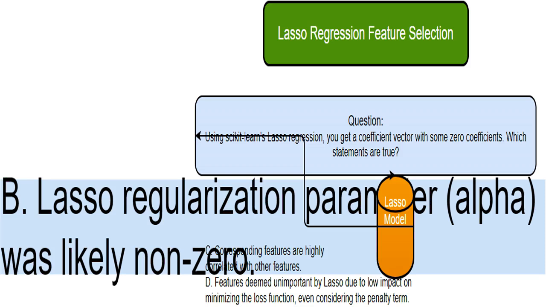This is also true. The alpha parameter in Lasso controls the strength of this penalty. If alpha is 0, there's no penalty, and Lasso is just regular linear regression. But with a non-zero alpha, Lasso starts shrinking coefficients, and some features might even have their coefficients become exactly 0.